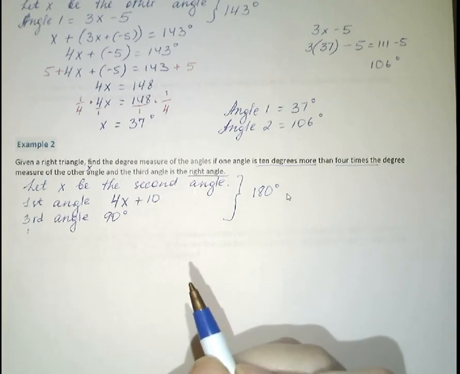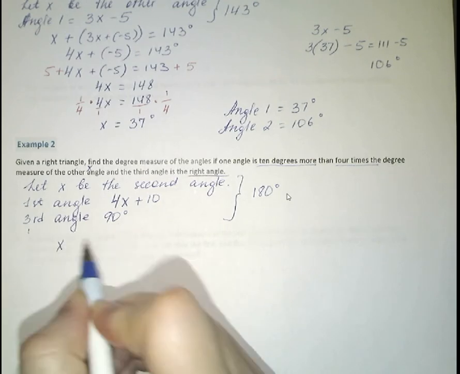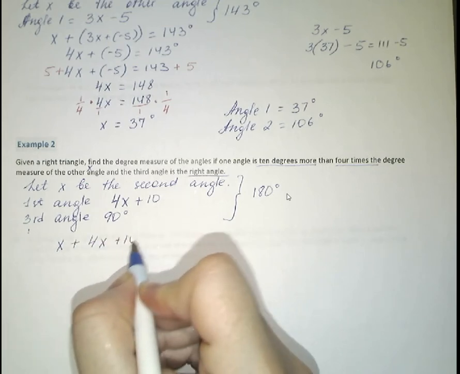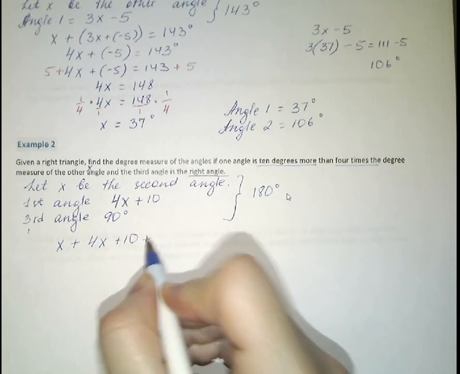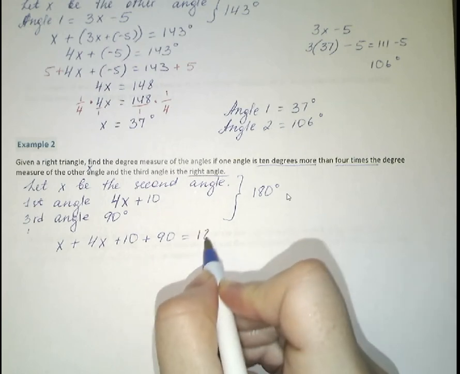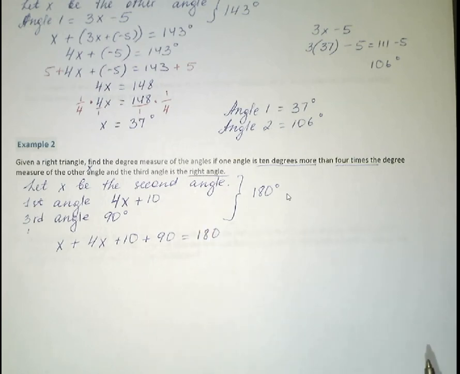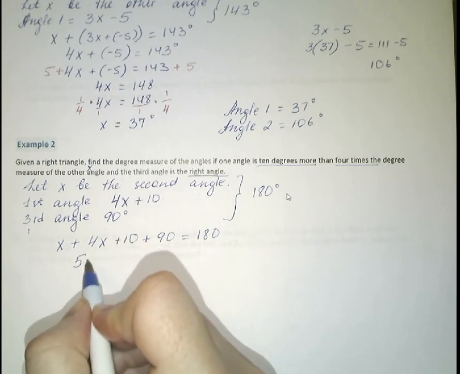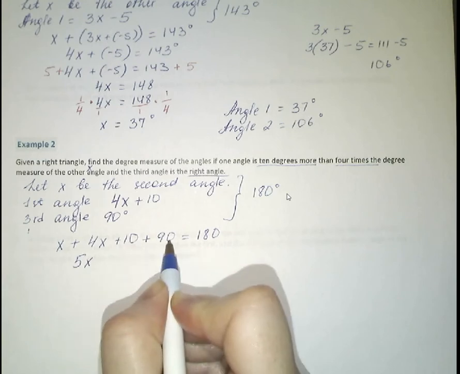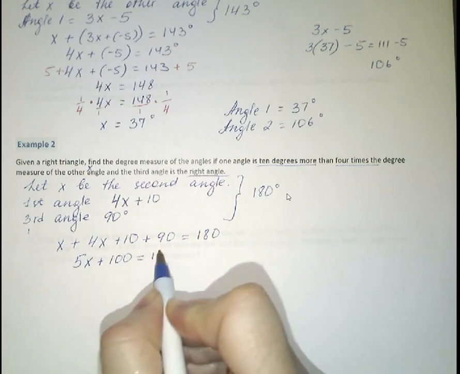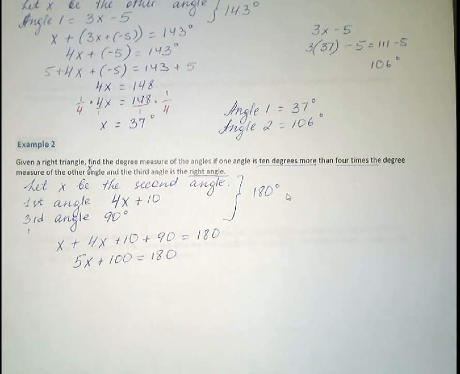So now we can set up our equation. x from that second angle plus 4x plus 10, that's our first angle, plus 90 degrees. Together, that is 180. Now we combine like terms. x plus 4x is 5x. 10 plus 90 is 100 equals 180. And again, we have our two-step equation, the one that we know how to solve.